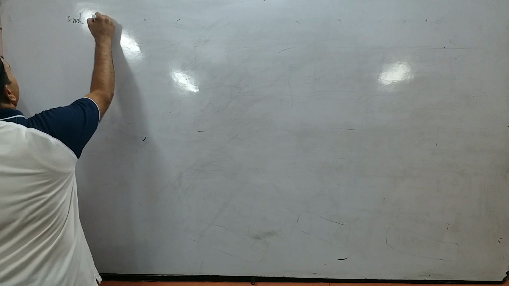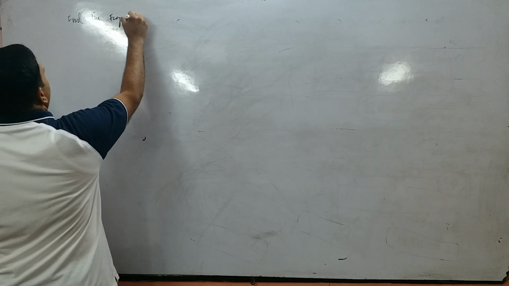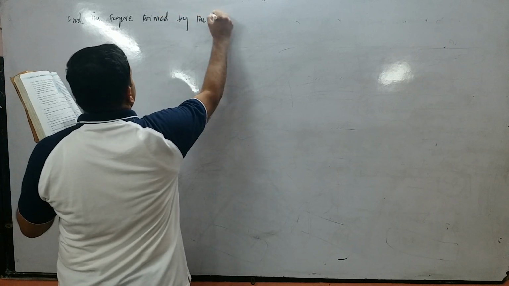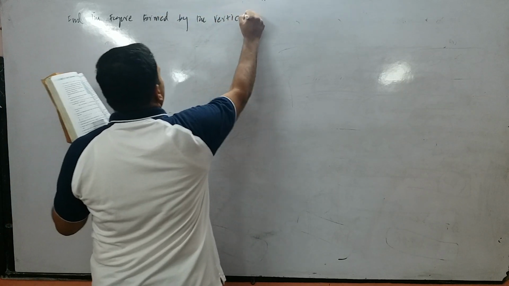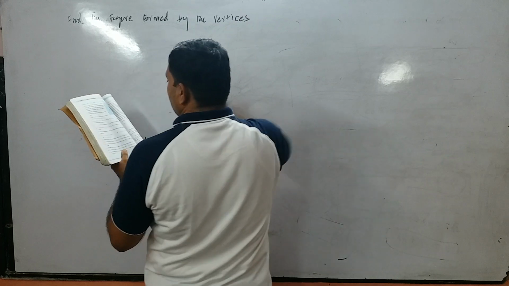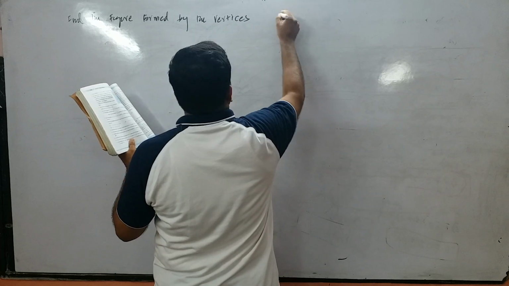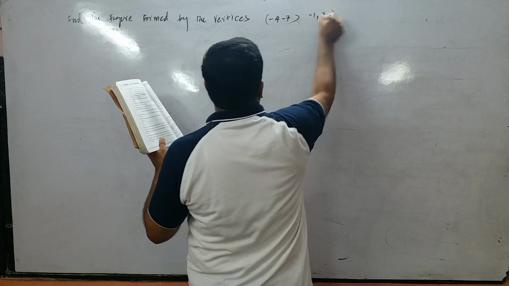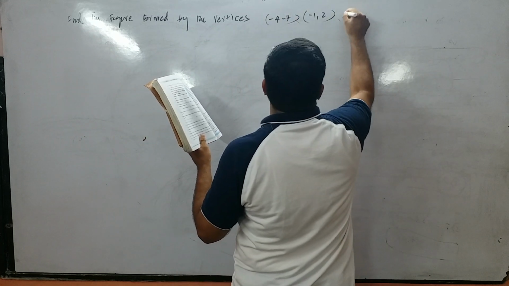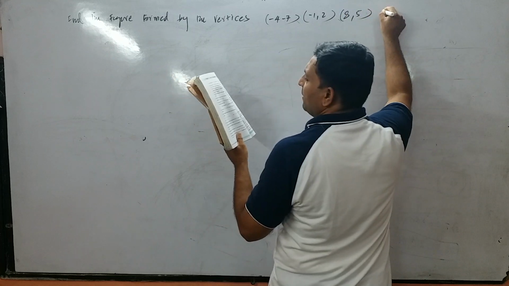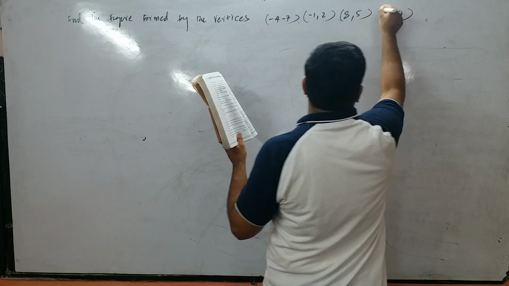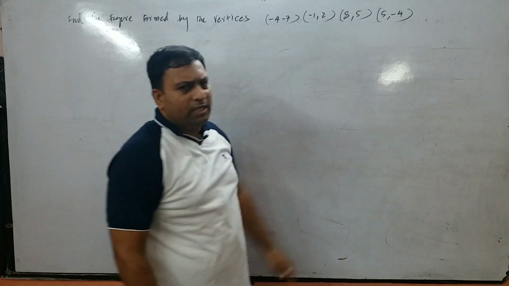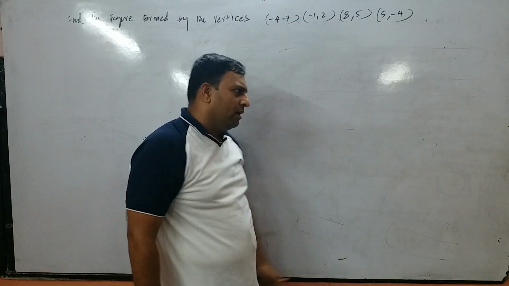Find the figure formed by the vertices. Let us take the first one: (-4, -7), (-1, -2), (8, 5) and (5, -4). Be very careful when you are noting down the vertices. Even if there is a small change in the negative sign, you won't get the answer.